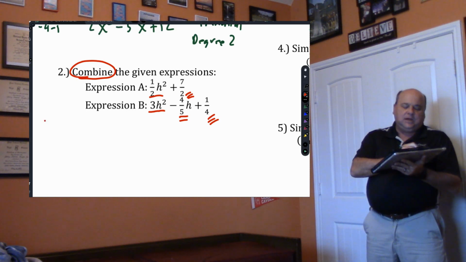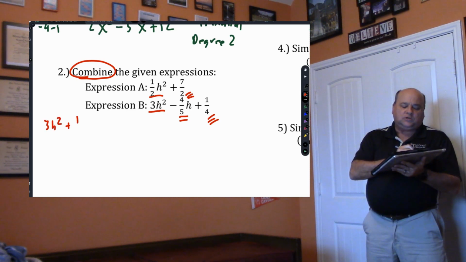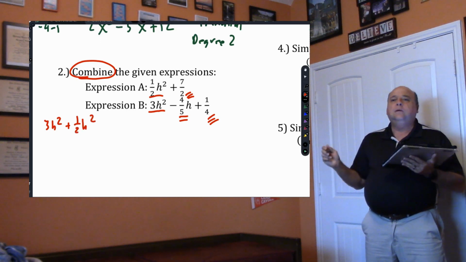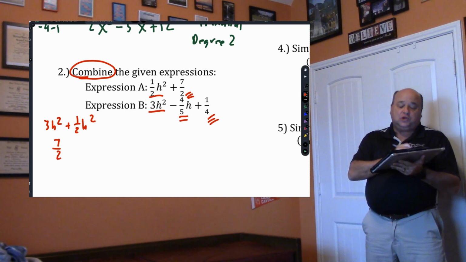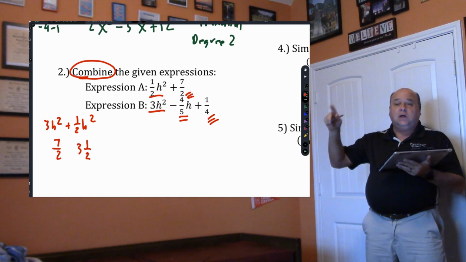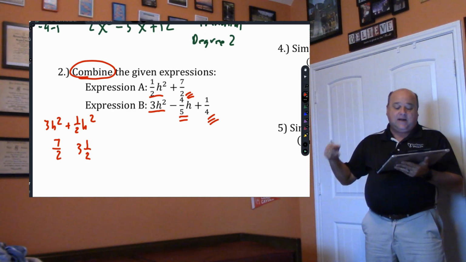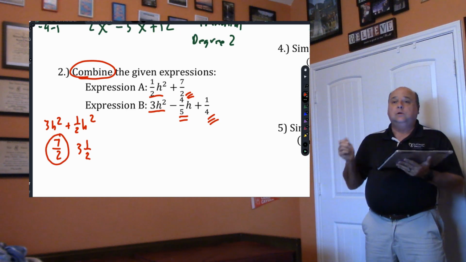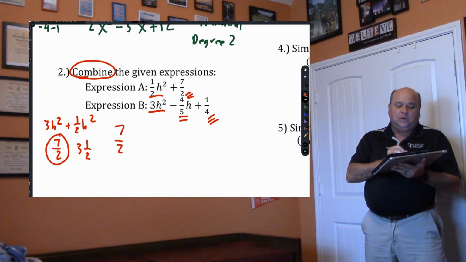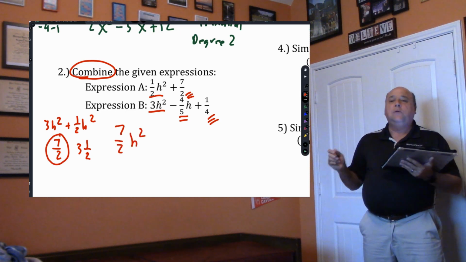The first thing we need to do is 3h squared plus 1/2 h squared. If you punch that in on the calculator, it's going to give you 7 over 2. You can also say 3.5. But 3 plus 1/2 is going to be 3.5 or 7 over 2. We're going to use the 7 over 2. So we're going to put 7 over 2, and then h squared.